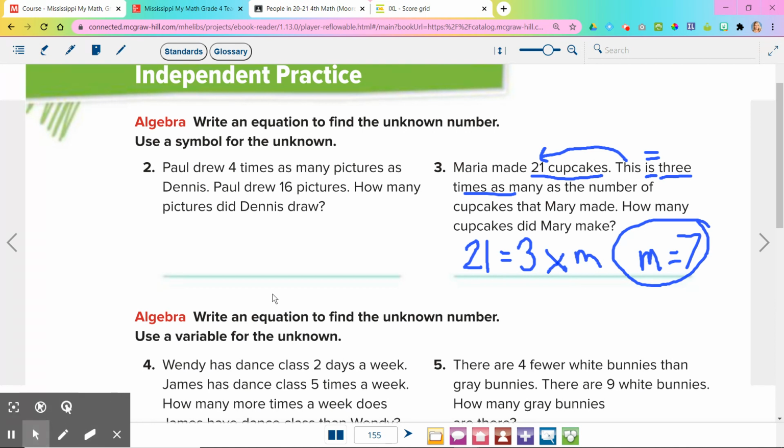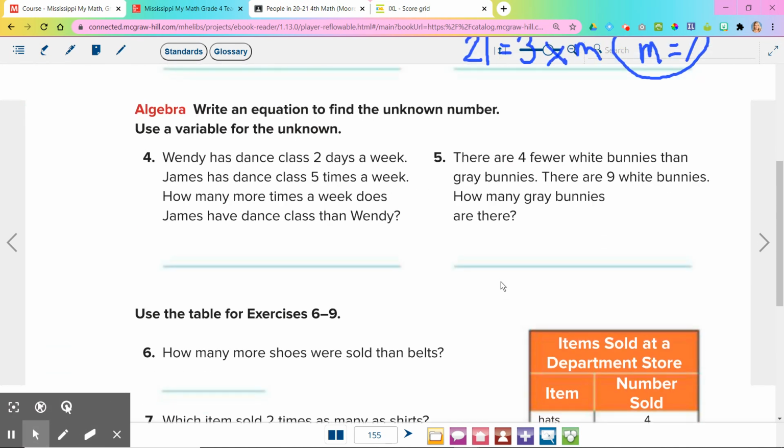Now this next one we're going to look at is one that always tricks all of my classes each year. So same thing, we're writing an equation with a variable to solve. There are 4 fewer white bunnies than gray bunnies. So right away I know that I have less white bunnies than I have gray bunnies. There are 9 white bunnies. So if there are 9 white bunnies, I have to have less white bunnies than gray bunnies. It wants to know how many gray bunnies there are.